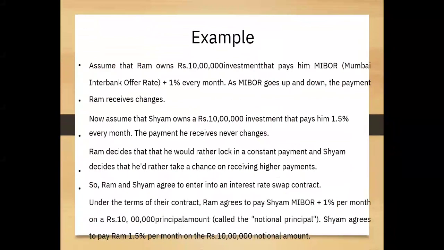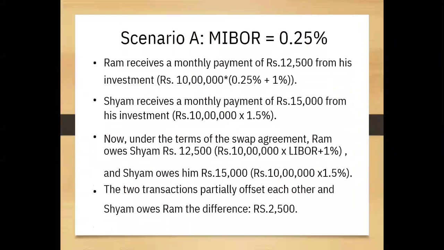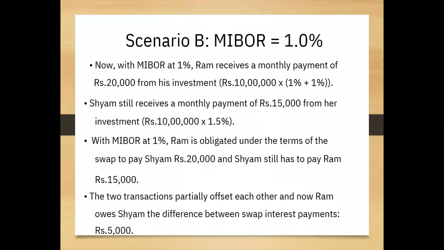For example, assume that Ram owns a 10 lakh investment that pays him MIBOR, the Mumbai Interbank Offered Rate, plus 1% every month. As MIBOR goes up and down, the payment Ram receives changes. Assume that Sham owns a 10 lakh investment that pays him 1.5% every month. The payment he receives never changes. Ram decides that he would rather lock in a constant payment, and Sham decides he would rather take a chance of receiving higher payments. So they can exchange their interest rates, and either one person is going to make a profit and the other is going to take a loss.